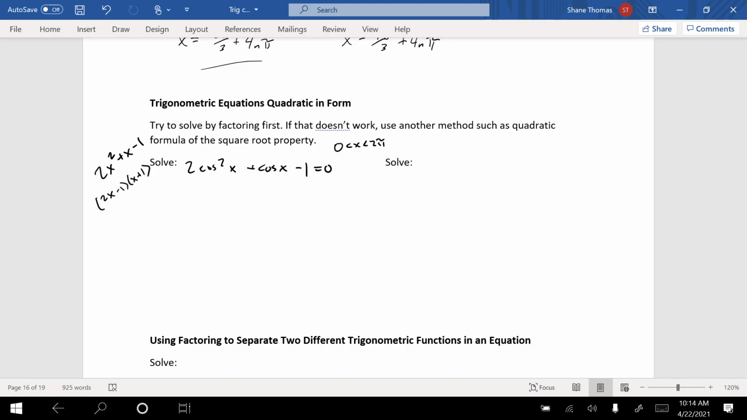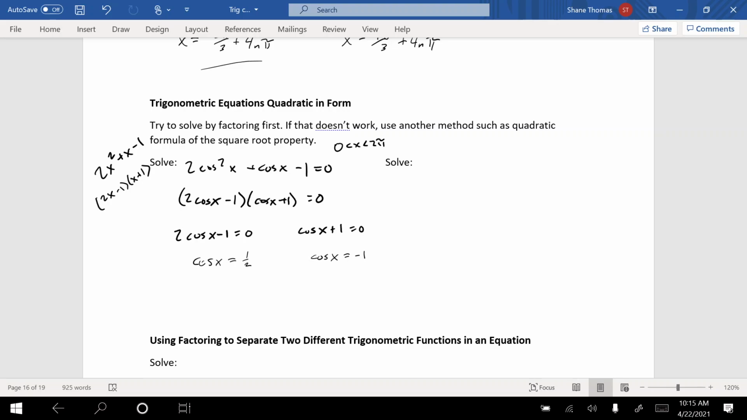So if that's what it factors to, that just means I'm going to have 2 cosine of x minus 1 and cosine of x plus 1 equal to 0. Anytime we factor something equal to 0, what do we do? Set each one equal to 0, right? So 2 cosine x minus 1 equals 0, and cosine x plus 1 equals 0. First one, I add the 1 across, then divide by 2. So I have cosine x is equal to 1/2. Second one, I subtract the 1 over, cosine x equals -1.